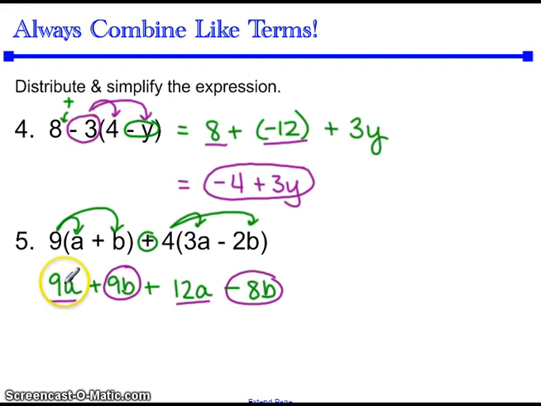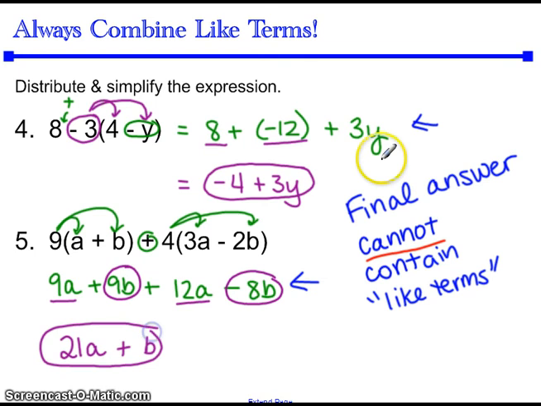So to complete my answer, I have to add 9a and 12a together to get 21a, and I have to add 9b and negative 8b to get just a single b. And this is my final answer. Your final answer cannot contain like terms. Always simplify.